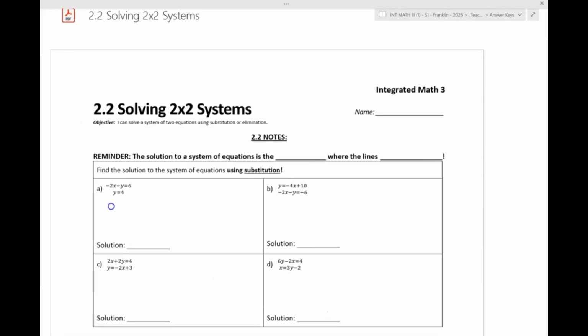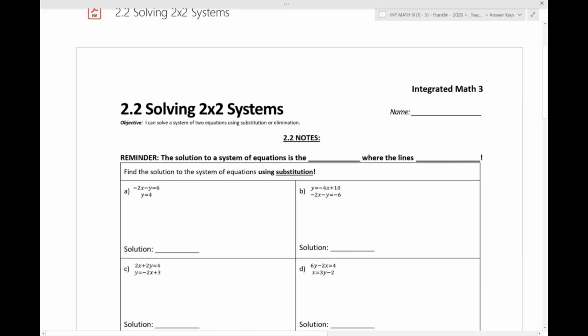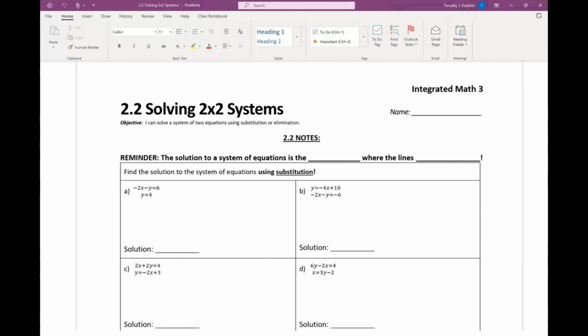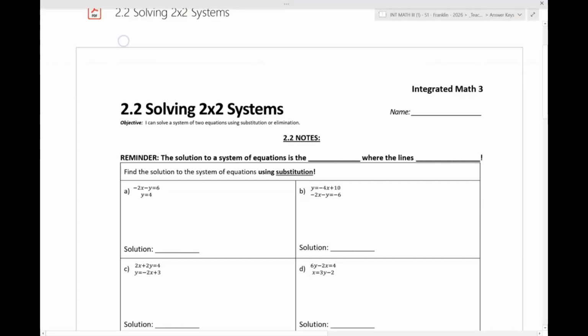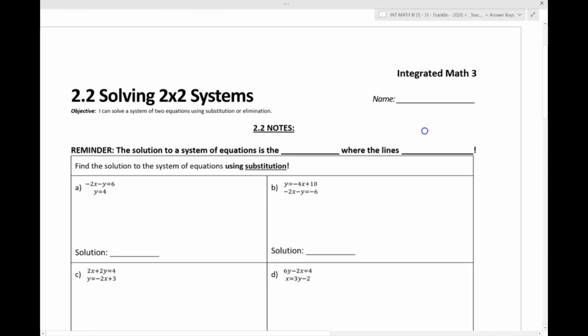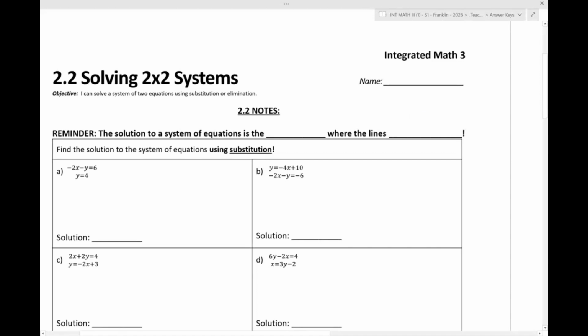All right, to go along with our graphing 2x2 systems notes that we looked at in the previous video, today we're going to look at solving 2x2 systems using a couple different methods. So just a reminder, when you graph a system, the solution you get is the same as when you are solving a system algebraically. So the solution to a system is still the point where the lines intersect.